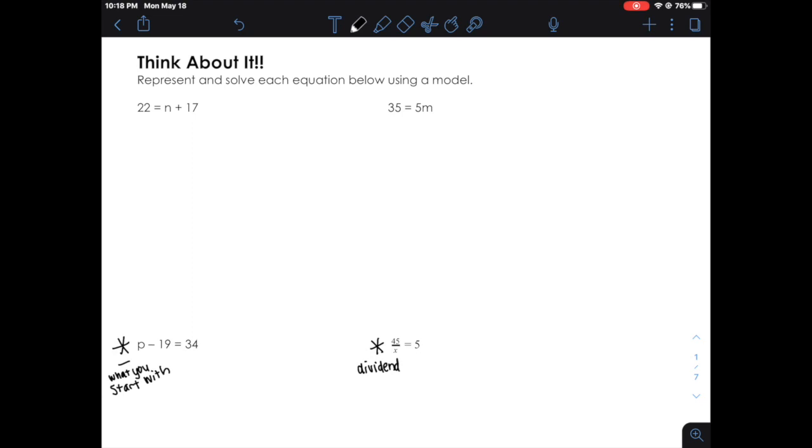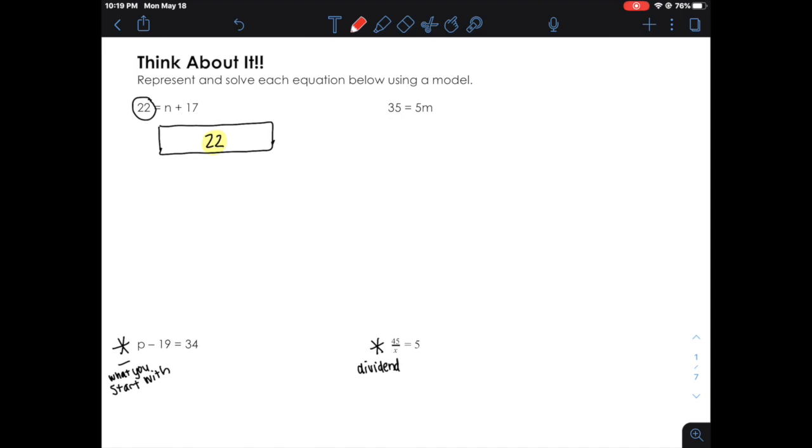So let's get started. For this first one, our total on the addition problem is always just the number that's by itself next to the equal sign. So whichever side that might be on. Okay, so we need to draw two models because of the equal sign. One is going to be represented by 22.